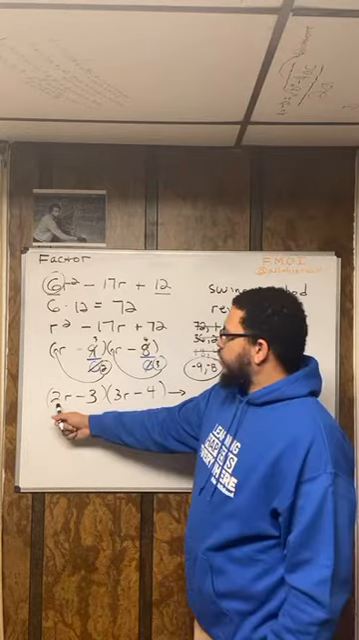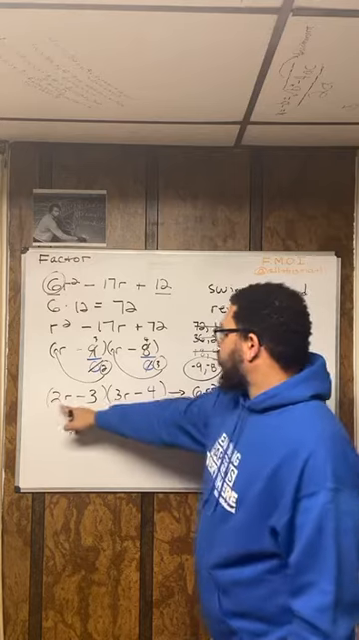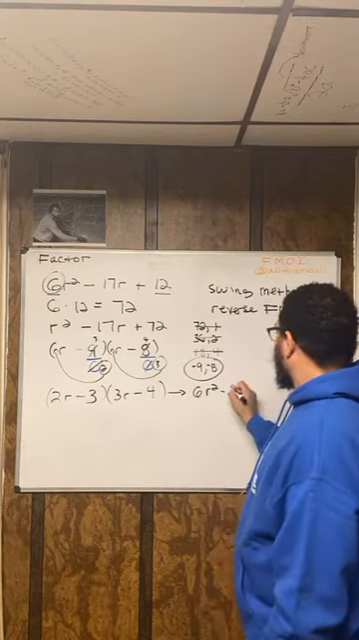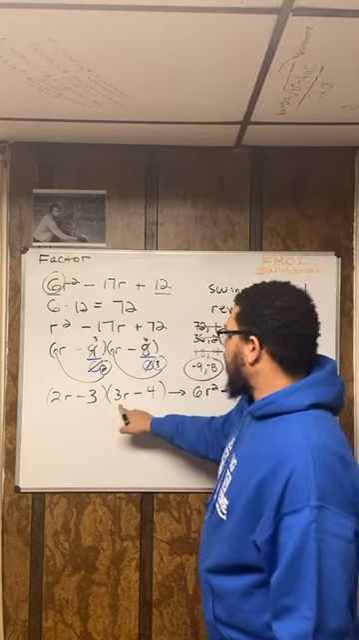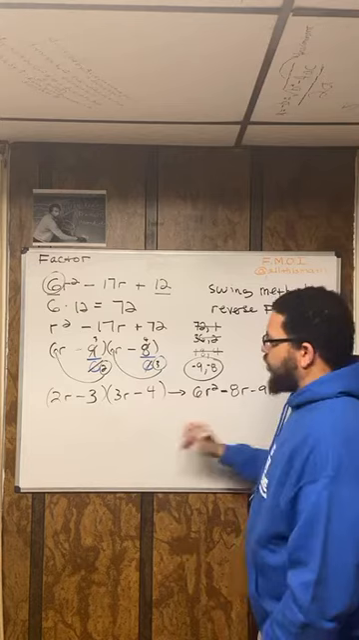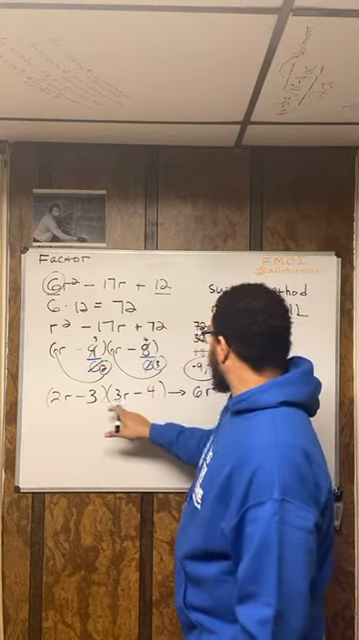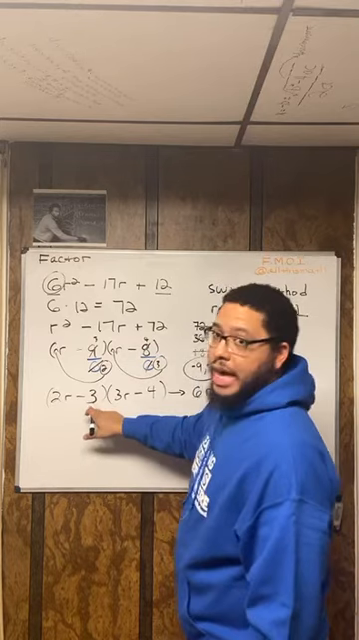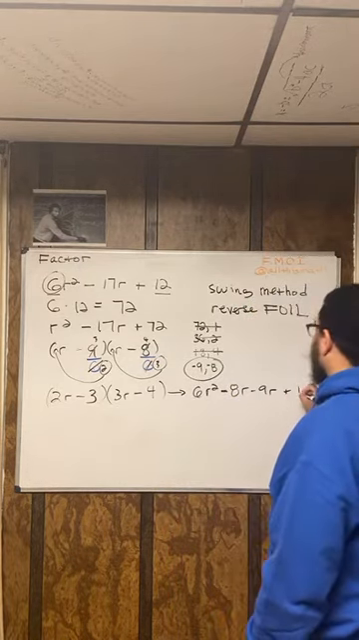All right, so look, you got 2r times 3r. That's 6r squared. You got 2r times negative 4. That's negative 8r. And then I got negative 3 times 3r. That's negative 9r. All I'm doing is the FOIL method: first times first, outer times outer, inner times inner, and L stands for last, last times last. Negative 3 times negative 4 is positive 12.